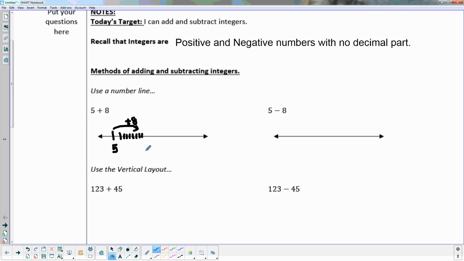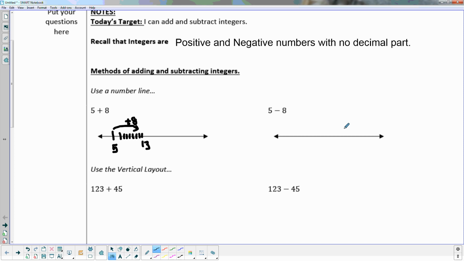And this is a great representation, a great method to understand addition and subtraction. So all I have to do then is just count from 5 to my last line. So I'm thinking 5, 6, 7, 8, 9, 10, 11, 12, 13. So that's a good idea on how to add and subtract.